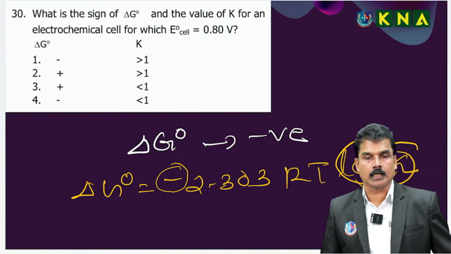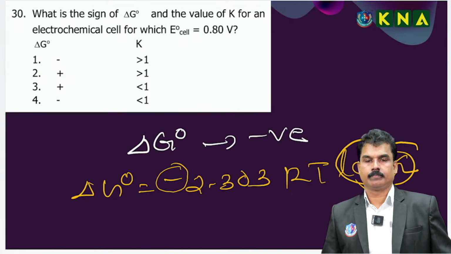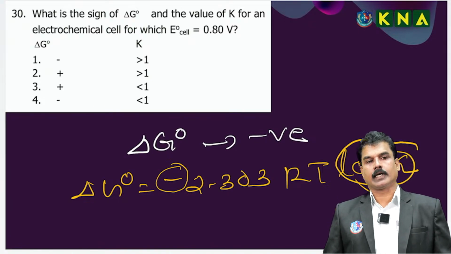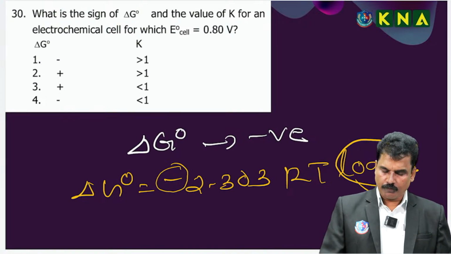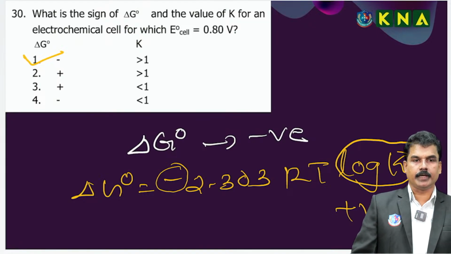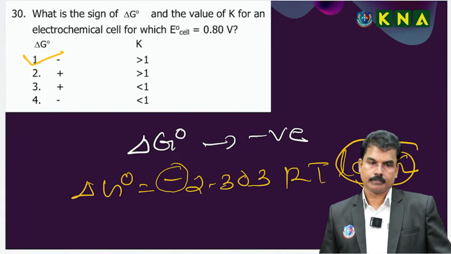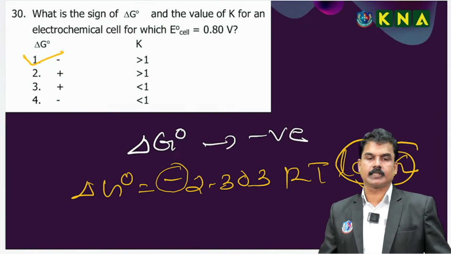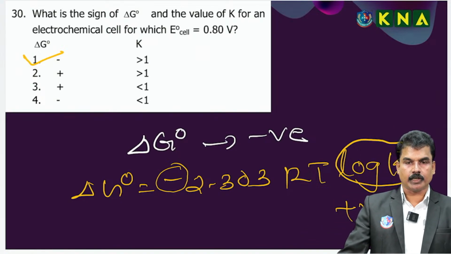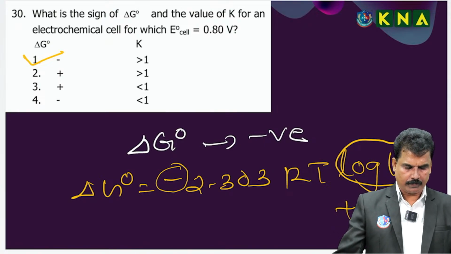But all electrochemical cells are spontaneous reactions. So K must be greater than 1 and delta G0 must be negative. That is the condition for an electrochemical cell. So which option will be the correct option? First option will be the correct option. Delta G must be negative and K is positive, greater than 1. Less than 1 means a negative value will come, but negative into negative makes delta G positive. Positive means non-spontaneous. All electrochemical cell reactions are spontaneous reactions.